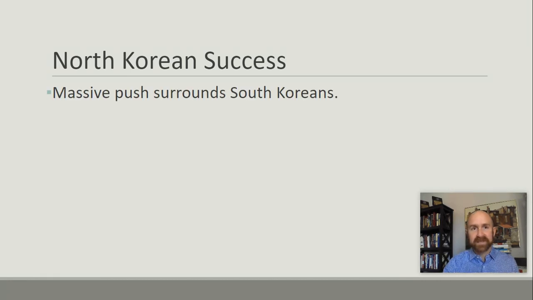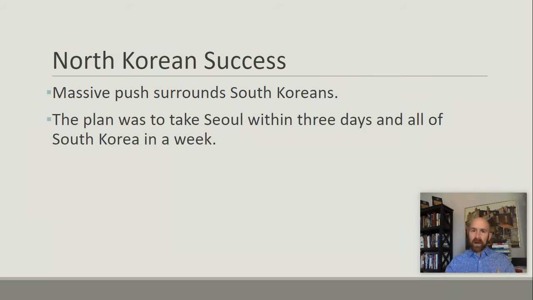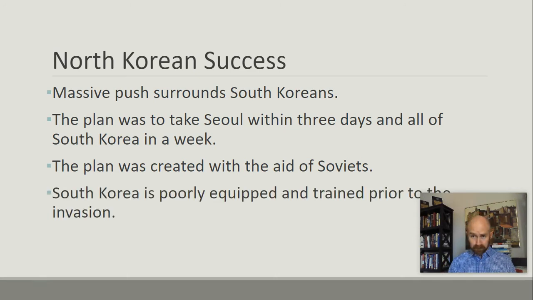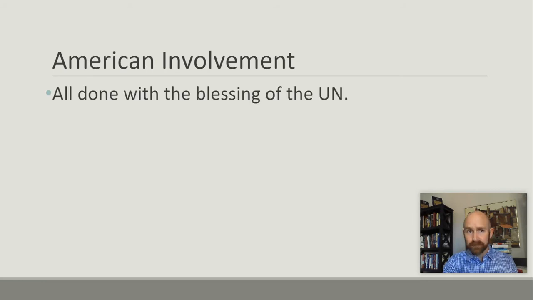So the North Koreans, like I said, have a lot of success. They're going to sweep through Seoul, which is the capital of South Korea, very quickly, and then get to Busan very shortly thereafter. Like I said, all of that was created with the aid of the Soviet Union. The American and South Korean troops just aren't prepared for the massive push that the North Koreans have done here. And so American troops are surrounded at Busan. MacArthur is now put in charge, and he's got to figure out what to do.